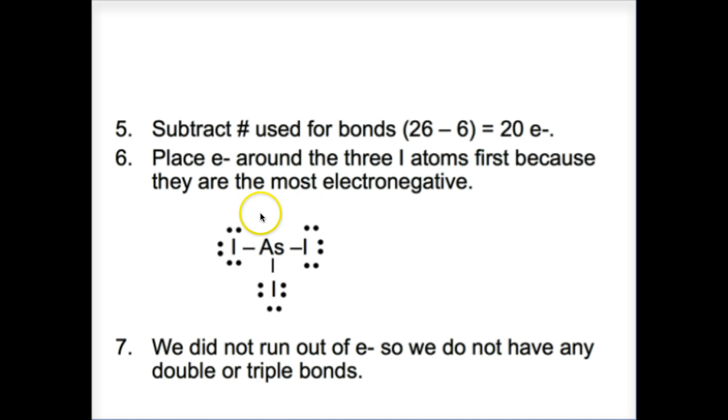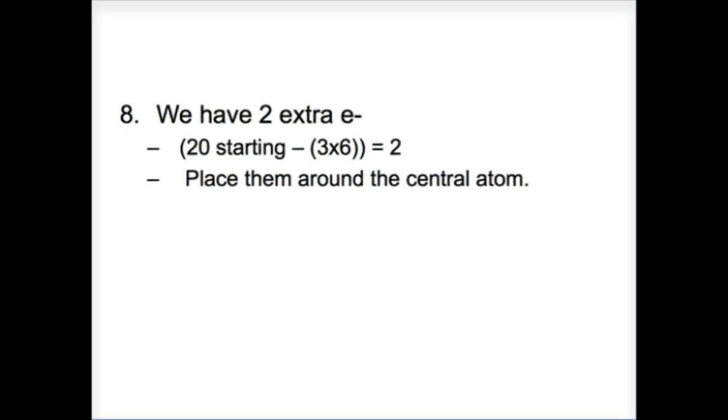So that's what it looks like. I put my remaining 2 electrons on it, there and there. Now arsenic has an octet, as do all the iodine atoms. So again, 2 extra electrons, I place them around it, it looks like that.